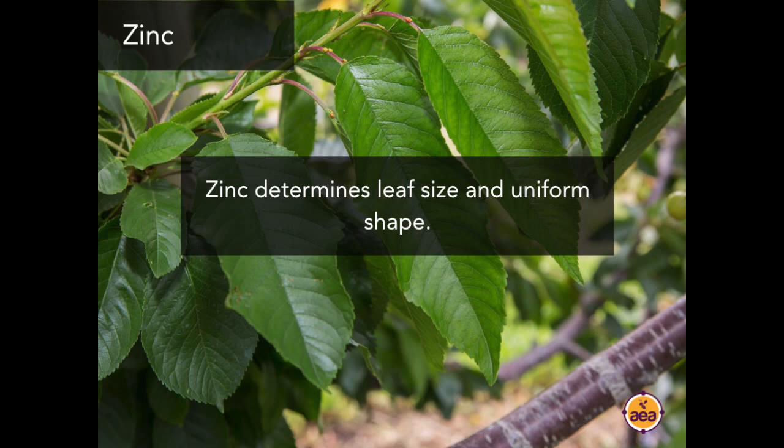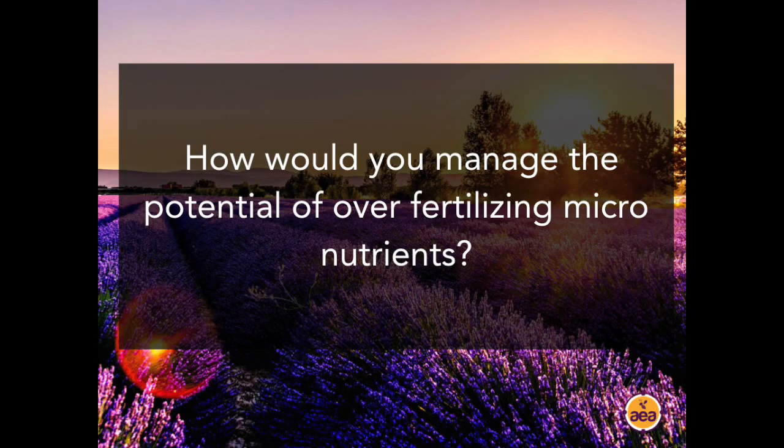A question from Thomas Jarrett: how would you manage the potential of over-fertilizing micronutrients? The answer, Thomas, is very simple. You do not guess, you measure. You measure using a plant sap analysis, and when you use plant sap analysis, then you can know exactly where your crops are, what the desired levels are, and how much you need to apply to get the result that you're looking for. It is certainly possible to produce excesses of some of these trace minerals very easily, some more easily than others. And so we need to be very careful to avoid over applications.